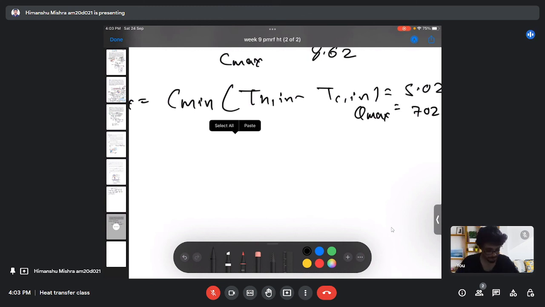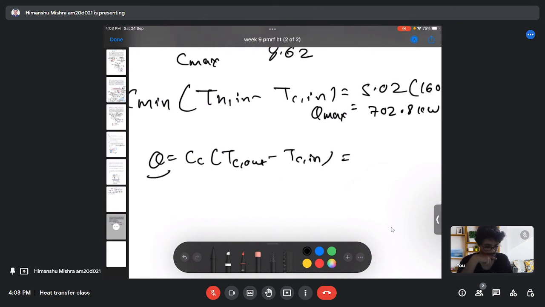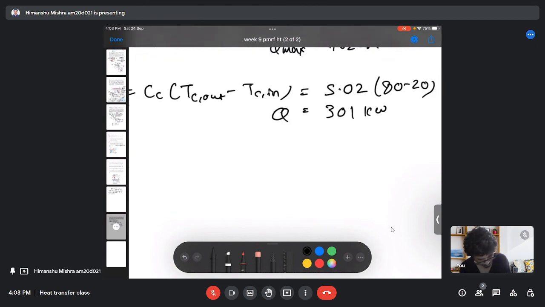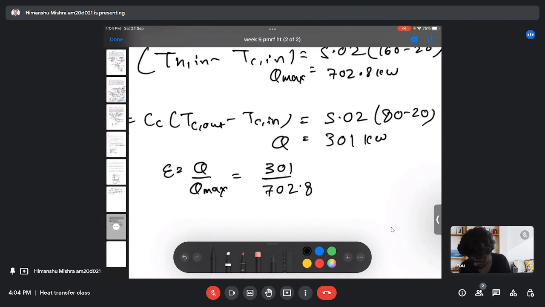Now, since we have been given the inlet and outlet temperature of the cold fluid, we can use the heat transfer rate for the cold fluid to find the actual heat transfer. So heat capacity for the cold fluid is 5.08. And then solving, my actual heat transfer is 301. So now I can find effectiveness. My maximum heat transfer is 702.8. So the effectiveness is 0.428.